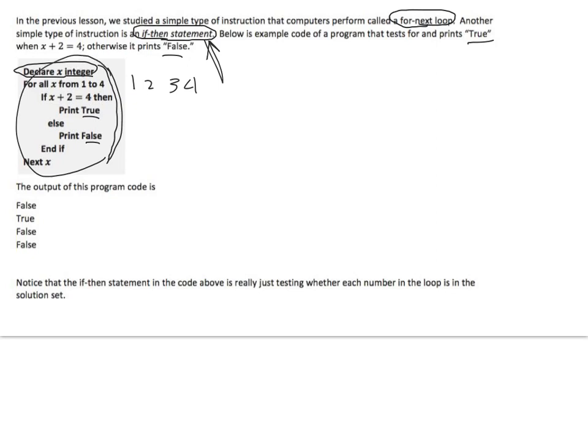It's going to try 2. If 2 plus 2 equals 4, then print true, else print false. End if, next x, try the next one. It's going to go through each one of these integers from 1 to 4. And of course, for 1 it prints false, for 2 it prints true, for 3 false, for 4 false. Notice that the if-then statement in the code above is really just testing whether each number in the loop is in the solution set. Is it a true statement? Does it make an answer?